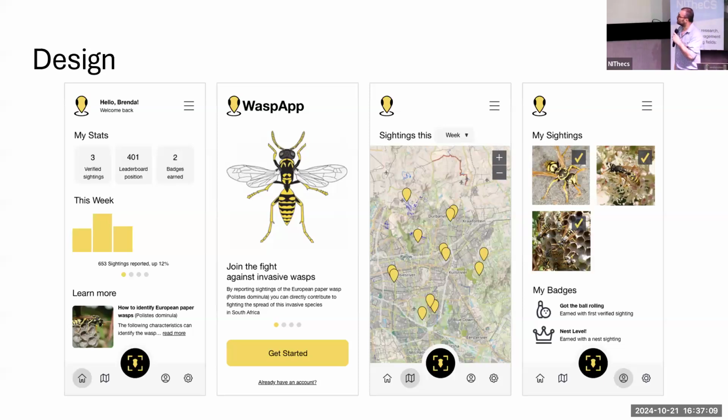So we've done some design work in terms of what this app will look like. Basically what it's going to come down to is that people will sign up, we'll onboard them, we'll be able to show them weekly stats of how many observations are coming through. We'll have articles, educational stuff about how to identify the wasps, news about wasp removals, things like that. We'll be able to show data to people. And then also you will be able to see at least your own sightings and whether they are verified.